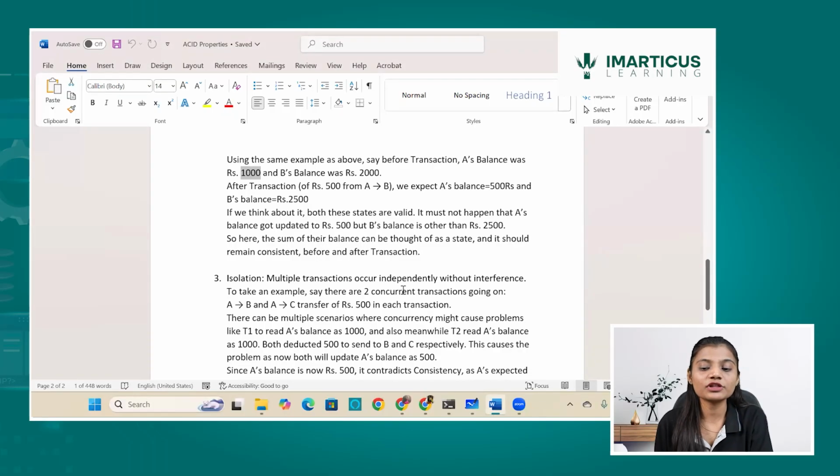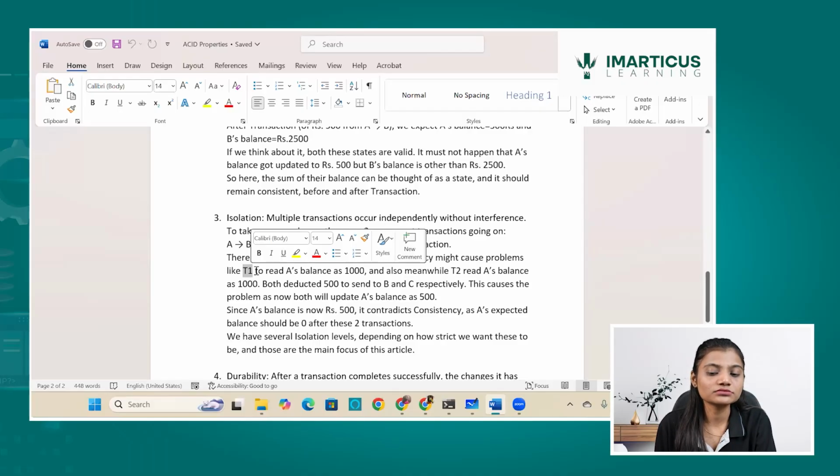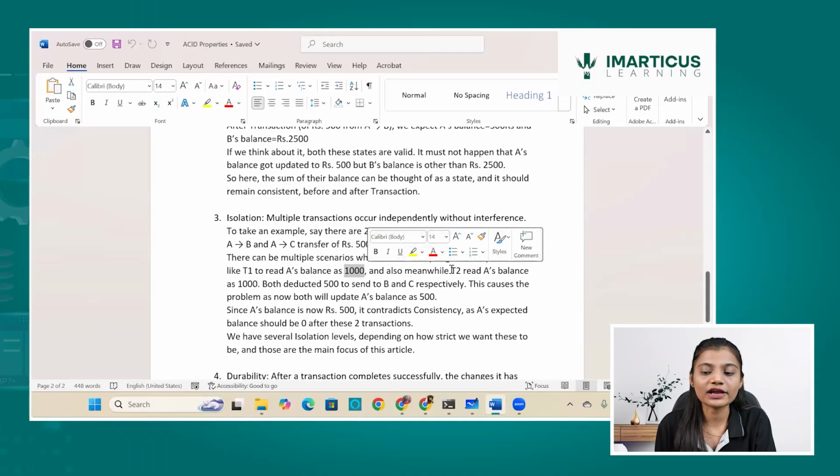To take an example, we say two concurrent transactions, where concurrent means at the same time. A is transferring money to B and A is transferring money to C, 500 each. There can be multiple scenarios where concurrency might cause problems. That is, in T1, A's balance is 1,000, and meanwhile in T2, A's balance is also 1,000.